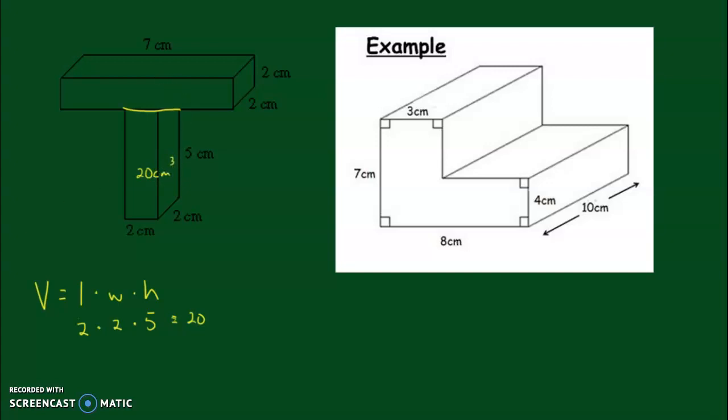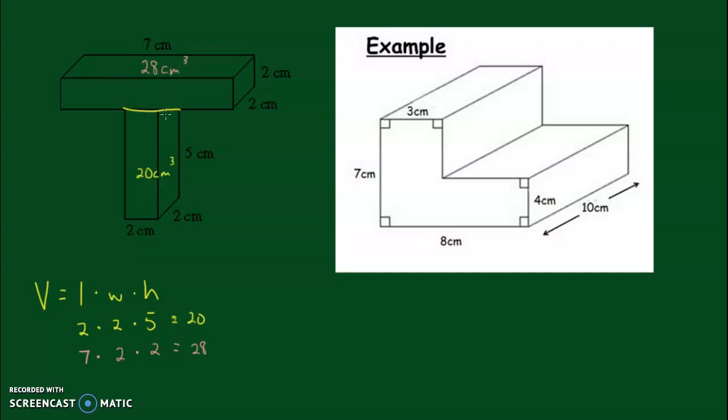For the top portion, we have the length is 7, the width from front to back is 2, and the height is 2. So the length is 7 times the width, which is 2, times the height, which is also 2. So 7 times 2 is 14, times 2 is 28. So the volume of this upper portion is 28 centimeters cubed.